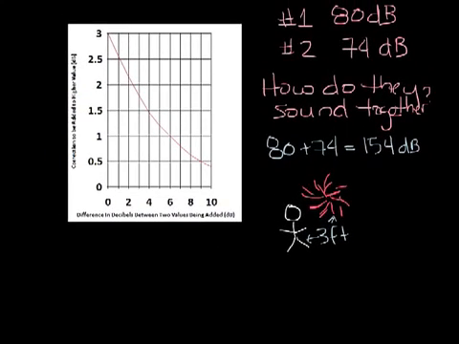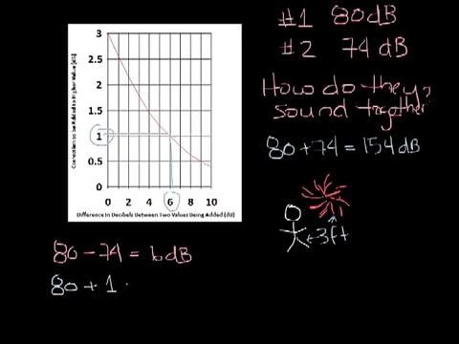What you do is you take the difference between the two sound sources, in this case 80 minus 74 is 6 dB, and you go over to this graph. You go up from 6 to the curve, and then over to the correction, in this case 1, and you add that to the highest decibel reading. So 80 plus 1 is 81 dB, and that's a lot better.